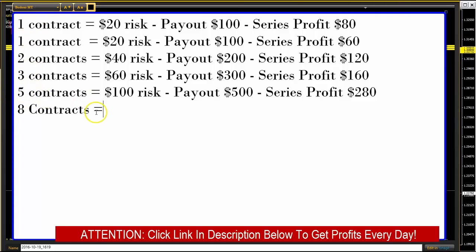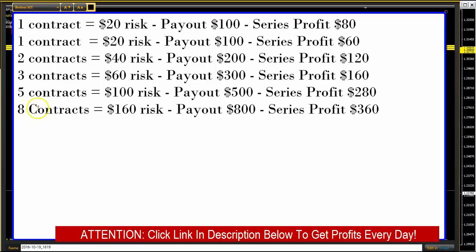On your 5th attempt here, your risk would be $100. The payout would be $500 if you win, and the series profit would be $280. It's $500 minus all of this risk. That is your series profit. On your 6th and final attempt, your profit is going to be $360.